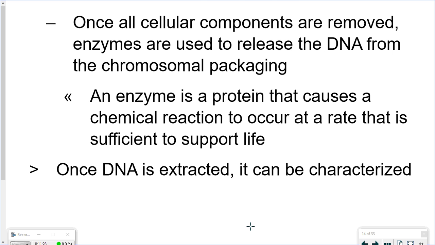That's where we're going to stop today. In our next video, we're going to go over how we're going to characterize this DNA.